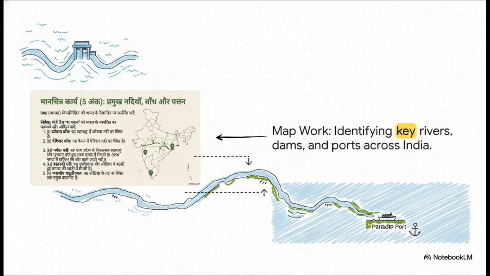Okay, time for some map work. This is all about knowing your key spots on the Indian map. Let's start with the dams. You've got the Koyna Dam over in Maharashtra and the Periyar Dam way down south in Kerala.